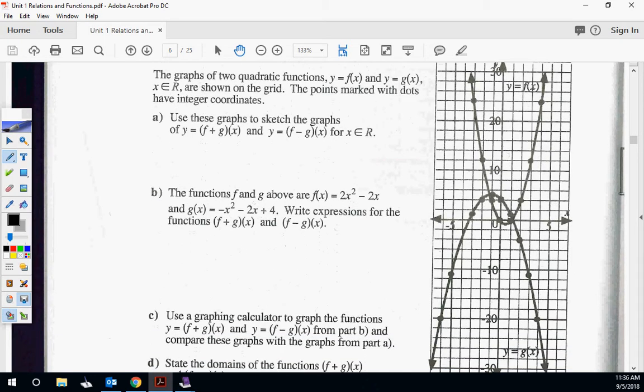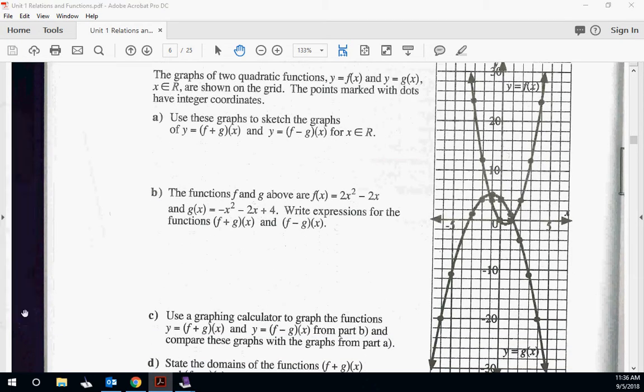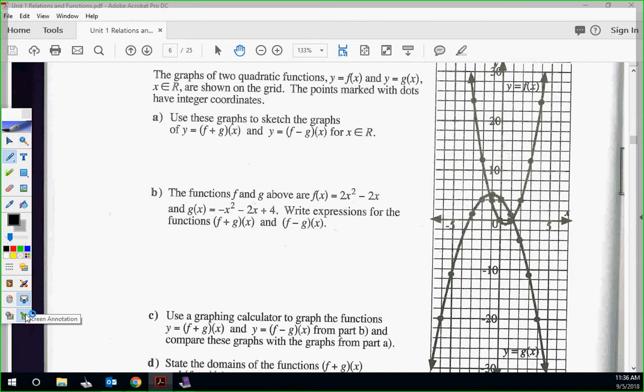All right, let's look at this one. The graphs of two functions, y equals f of x and y equals g of x, are all reals, shown on the grid. The points marked with dots have integer coordinates. So that just means that they're whole numbers. All the dots are whole numbers. Use these graphs to sketch the graphs of f plus g and f minus g. So how could you do that without knowing what the function is?